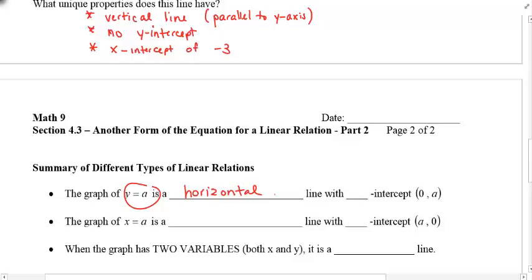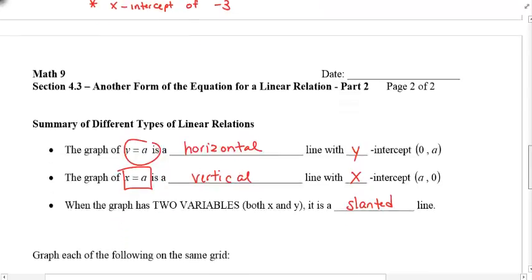And because it's horizontal, it has a y-intercept. And if I have a graph that's x equal to a particular number, it's a vertical line, in this case with an x-intercept. And when the graph has two variables, both x and y, we have a slanted line. And that's what we've learned in the previous few lessons. Okay, that's it for lines.